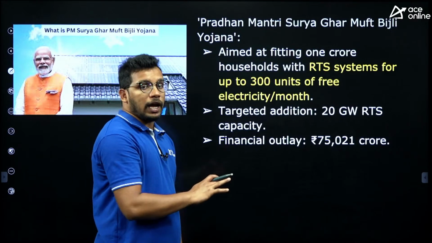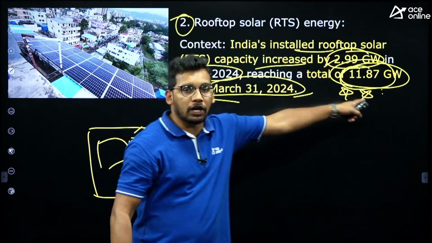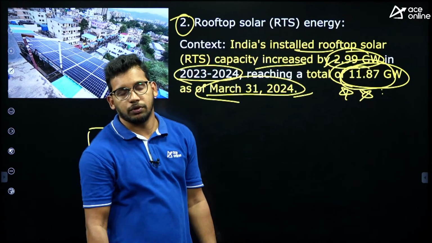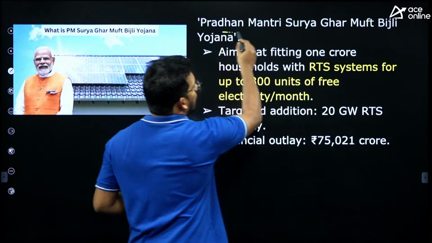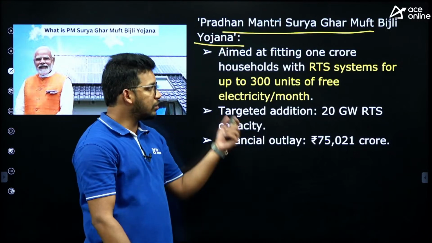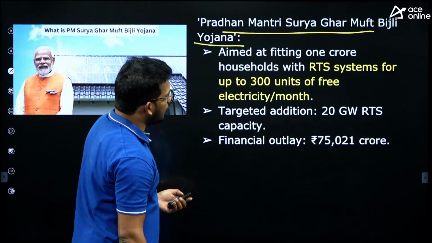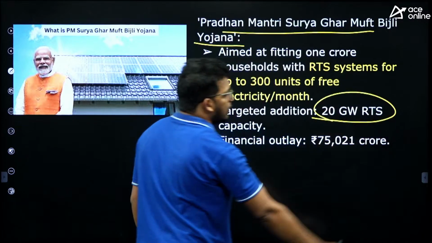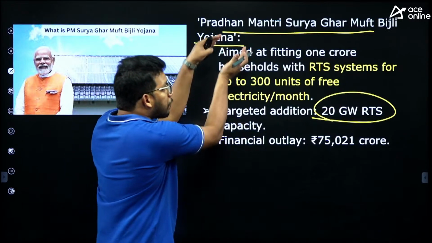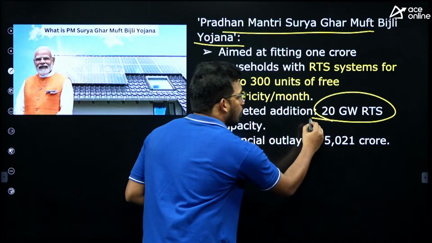Now, the government has, in this year's budget itself, the 2024 budget, as we have seen, our target was not achieved, right? We kept 40 gigawatts, but we have achieved only 25% of the target. That's why the government has brought the Pradhan Mantri Surya Ghar Muft Bijli Yojana. The Pradhan Mantri Surya Ghar Muft Bijli Yojana was brought in this year's budget. The target addition was at least 20 gigawatts of rooftop solar energy. Through this particular scheme itself, the government is aiming to generate 20 gigawatts of rooftop solar energy.